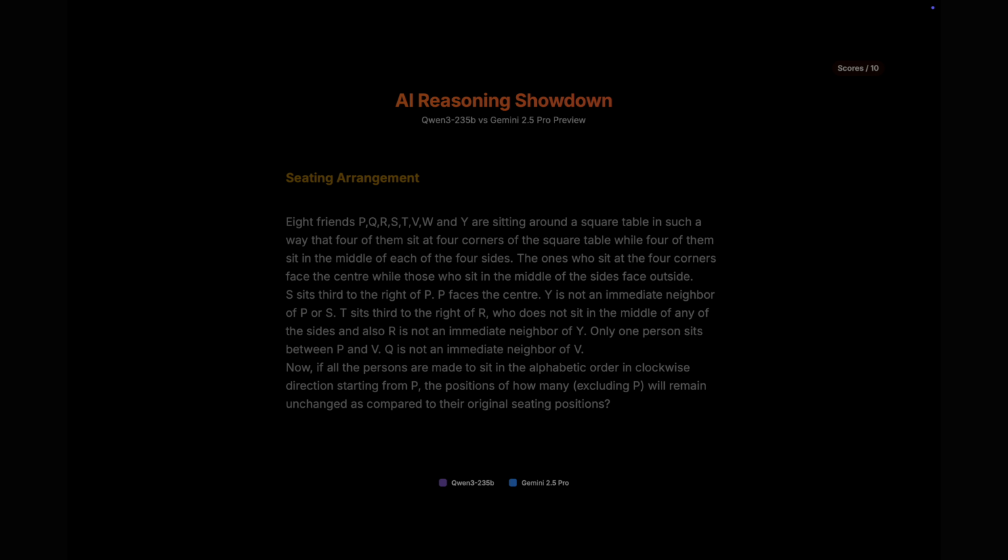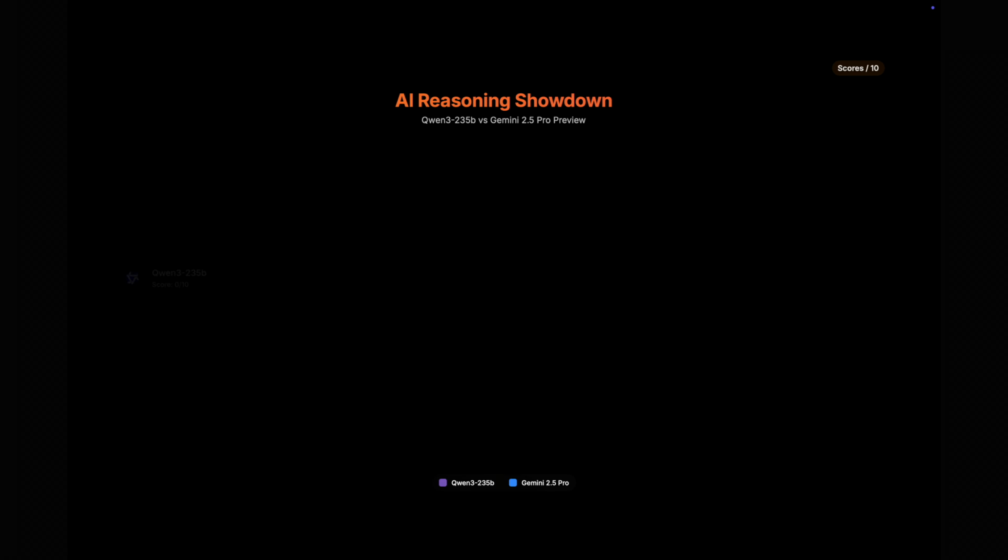Next up in the seating arrangement question, which is a very hard question, Qwen scores 0 as expected. And Gemini 2.5 Pro scores just a mere 1 out of 10. So we can clearly say that when it comes to reasoning, Qwen is not on par with Gemini 2.5 Pro. Let's see what happens in Max.